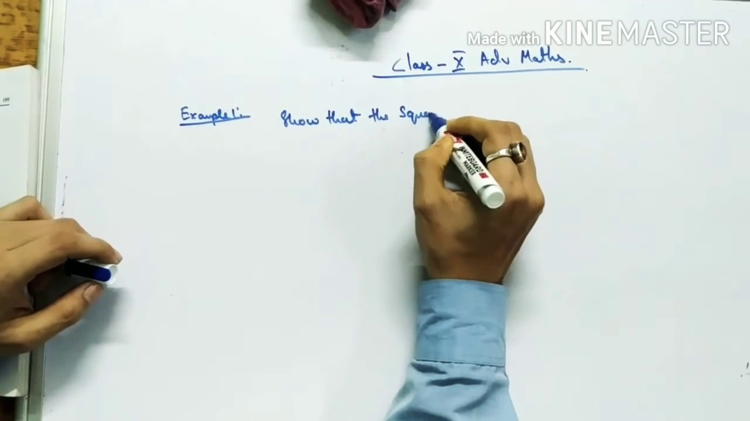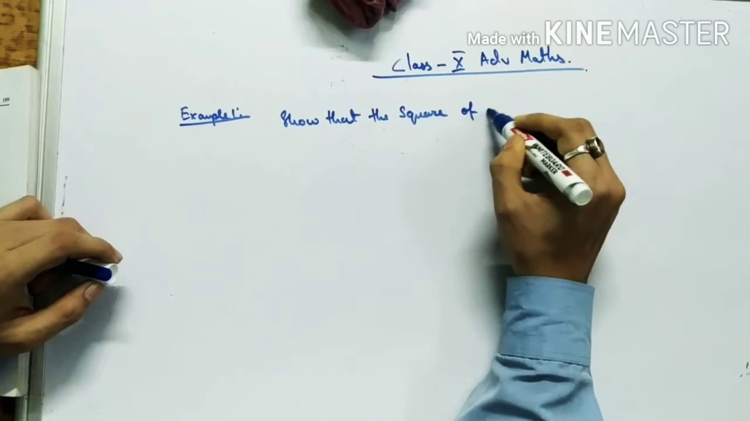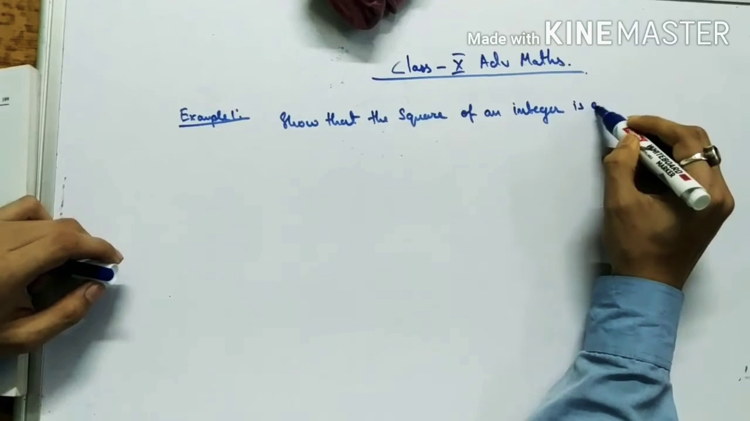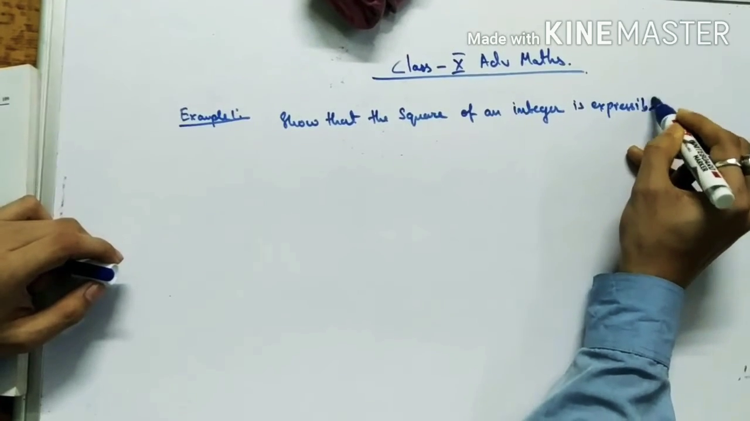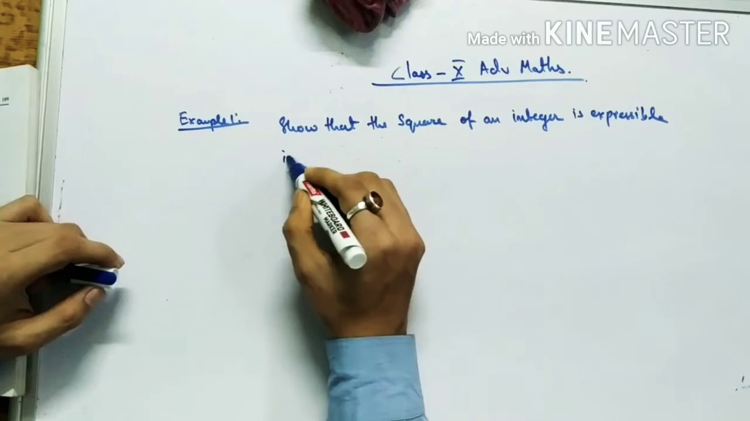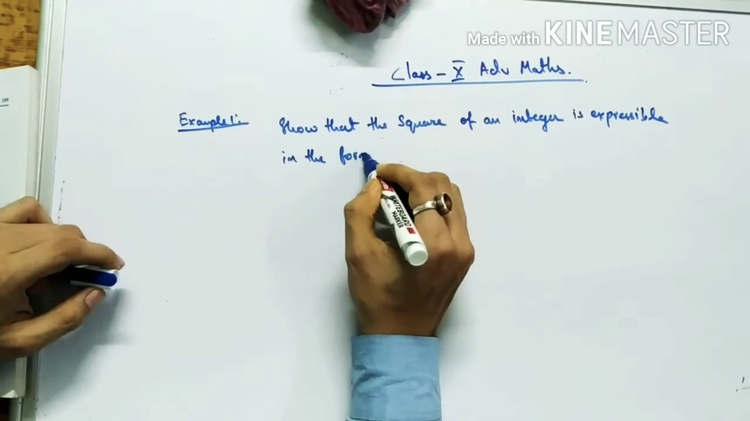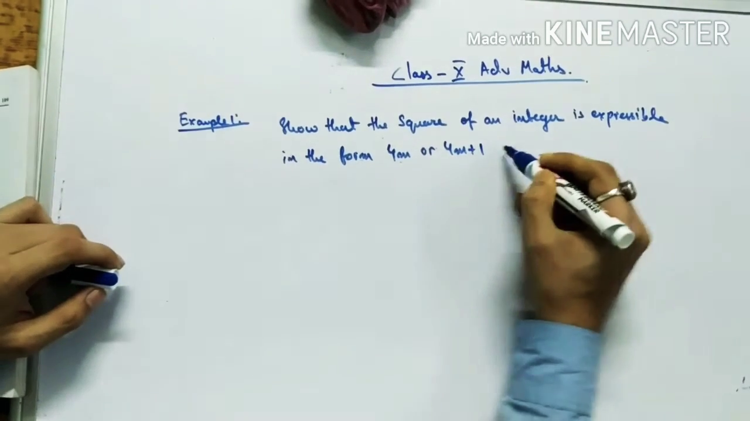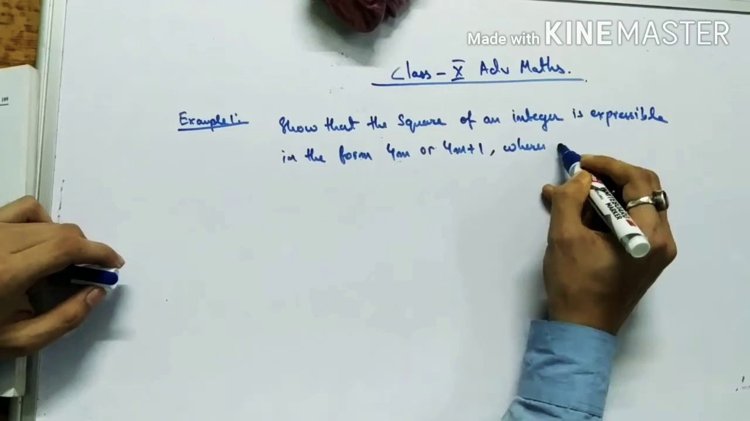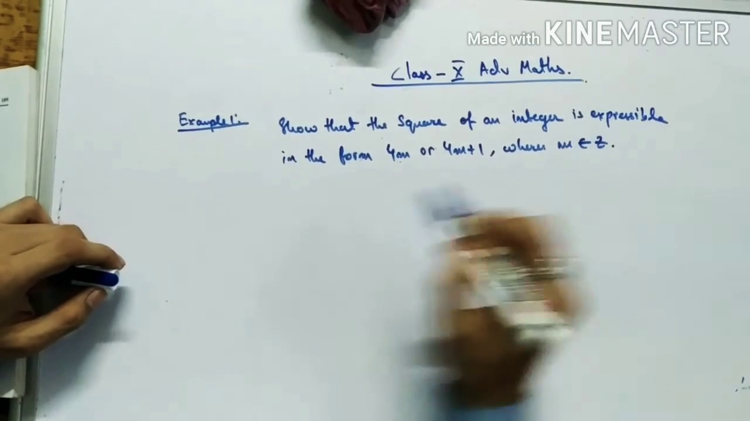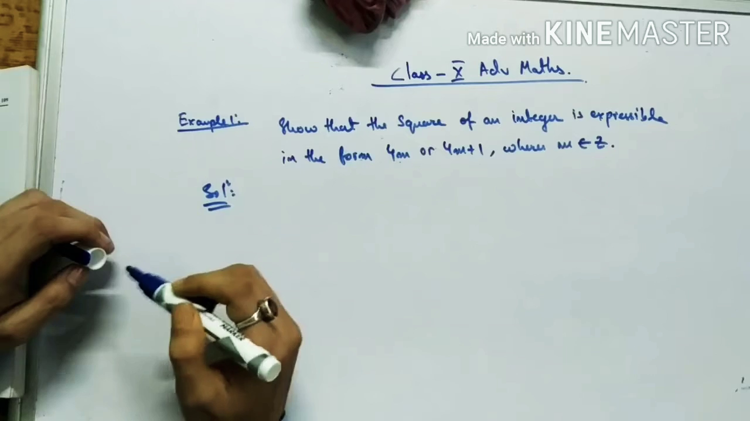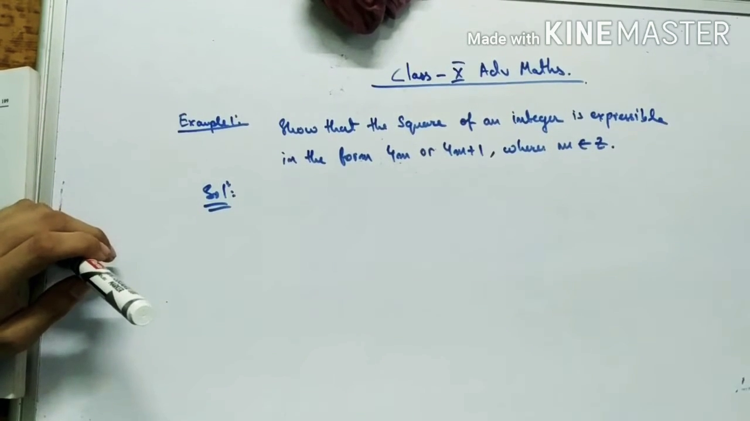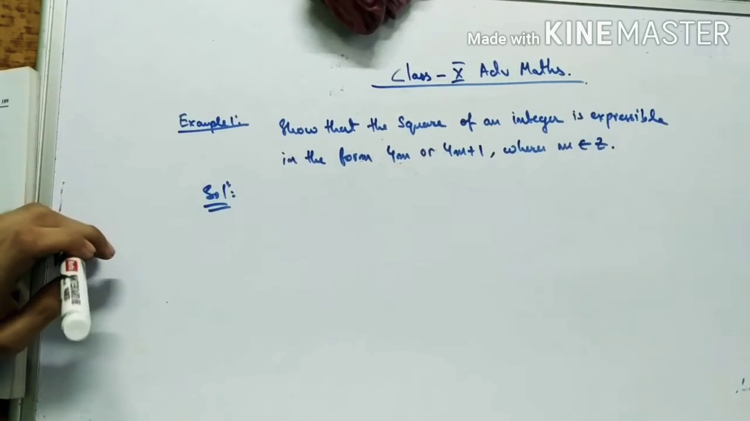Example 1 is saying that the square of an integer is expressible in the form 4m or 4m plus 1, where m belongs to z.